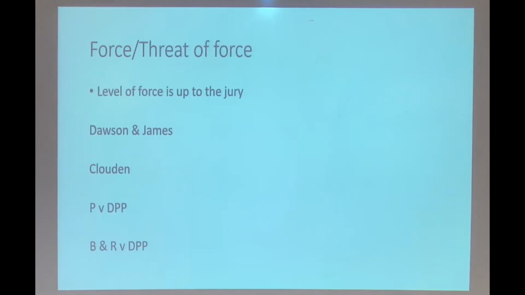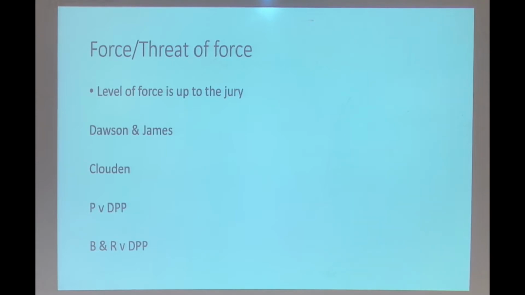In terms of force, it's very clearly left up to the jury to determine how much force has to be used for it to be a robbery. In Dawson and James, they jostled the victim as they were pickpocketing him, so very gently bumped into him. And the jury were entitled and did in fact find that that was enough force to be a robbery. In Clouden, the person was tugging a bag away from someone, so they didn't actually touch them directly, but they did apply indirect force by tugging the bag, which therefore applied force indirectly to the person as well.